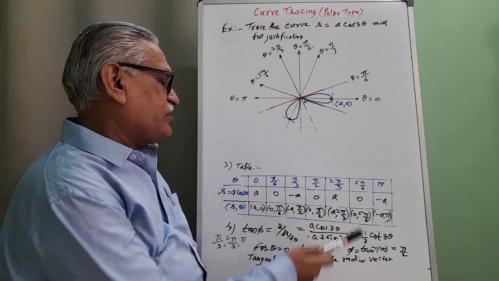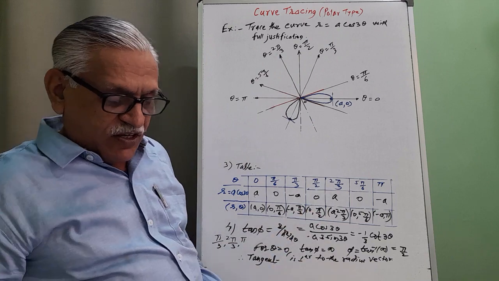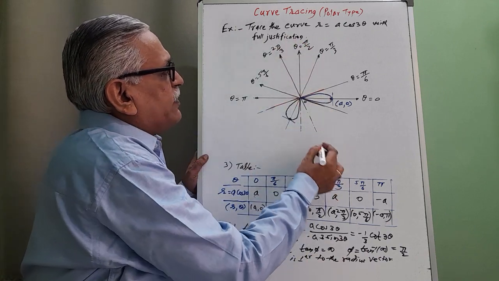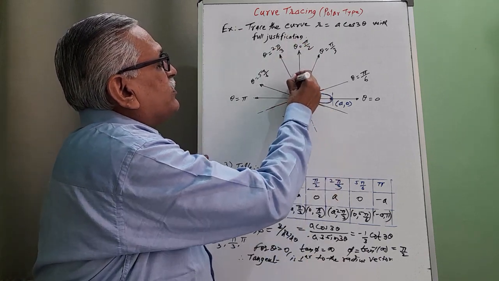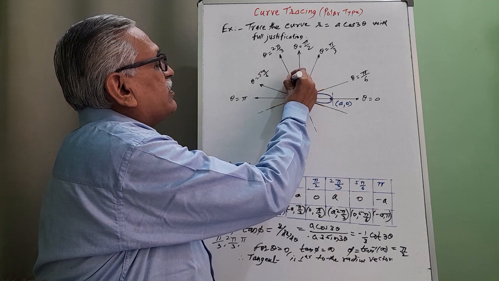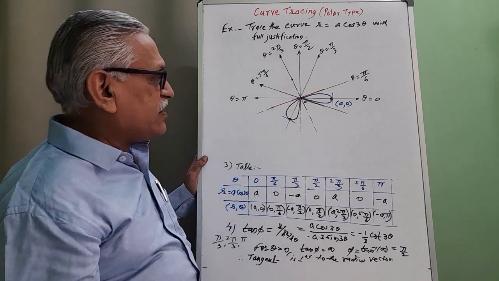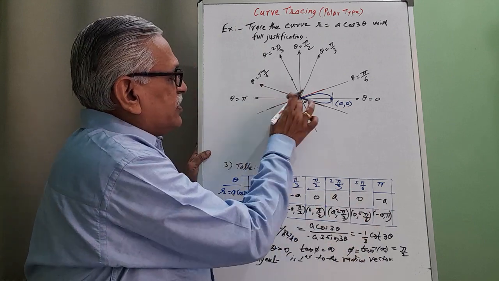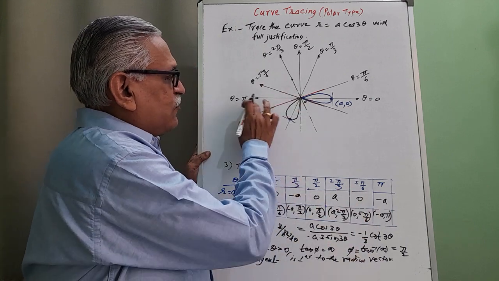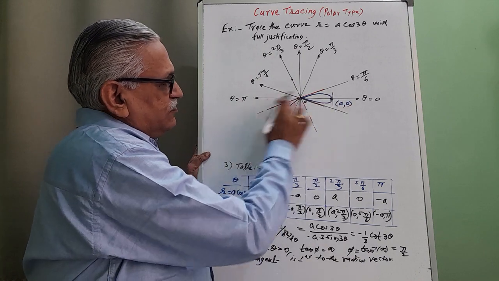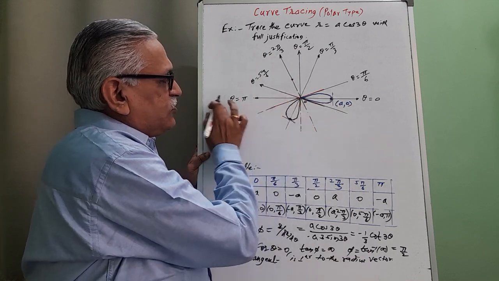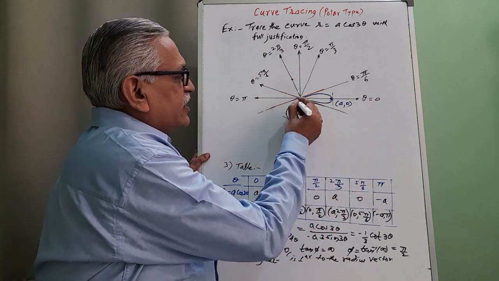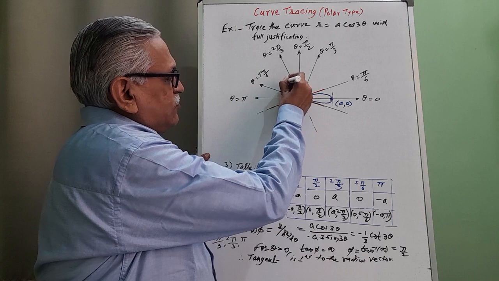Then the remaining points. For 2 pi by 3, the value is a. Therefore, on that line theta equals 2 pi by 3, the distance from the pole is a. Approximately, we make that distance as a, suppose. For 5 pi by 6, once again it is 0. And for pi, it is minus a. This is the positive direction. Negative direction is theta equal to 0 degrees. And therefore, from pole to this and from this to pole.